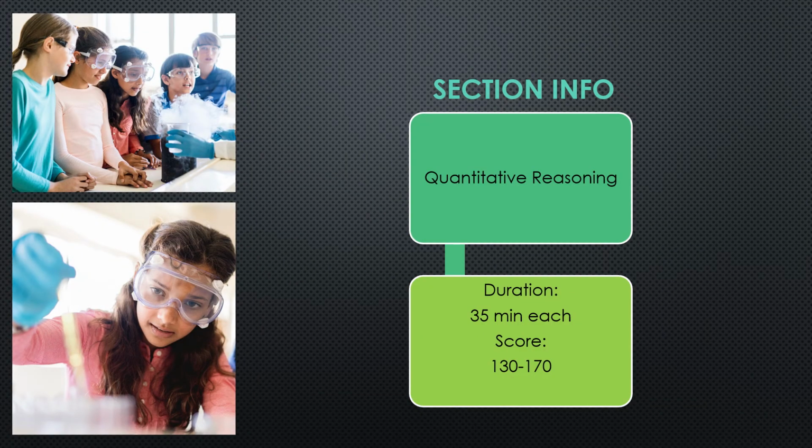And the very last section that is remaining is quantitative reasoning. Based on which set you get, you will get either 3 quantitative reasoning sections or 2 quantitative reasoning sections, and each of these sections will be timed at 35 minutes. And similar to verbal reasoning, you will be scored between 130 to 170.